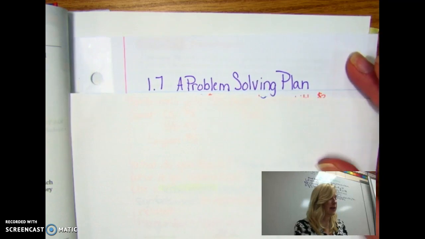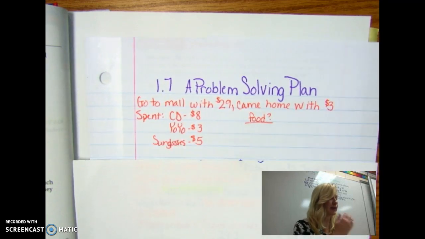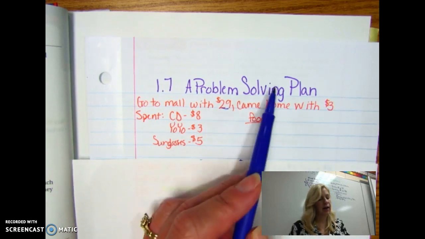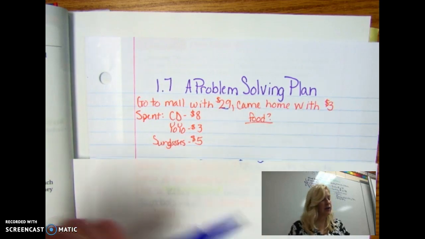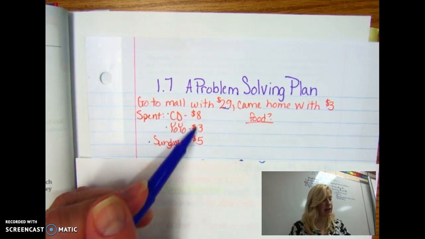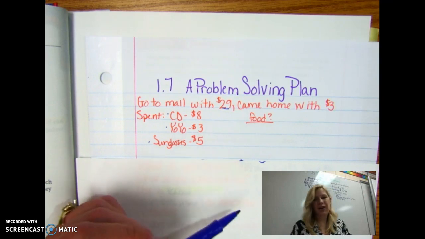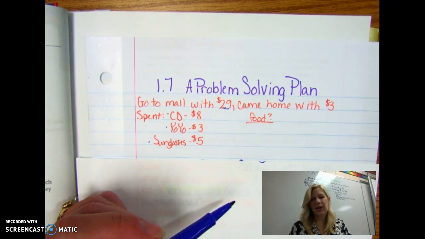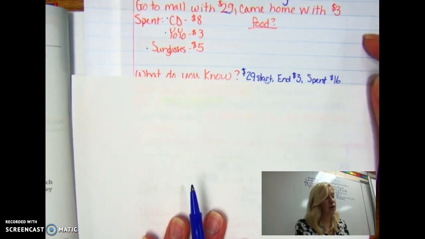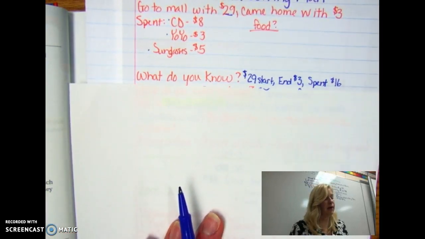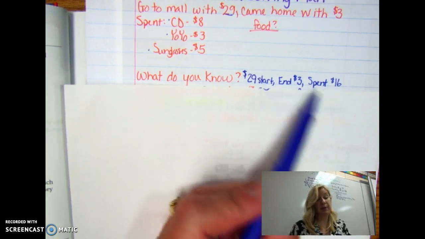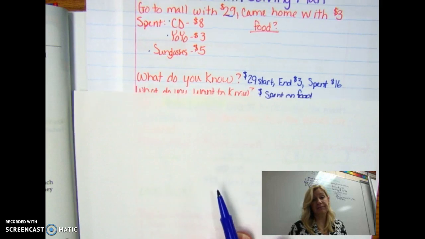So the first problem that I'm going to give to you is, let's say that you go to a mall and you have $29 in your wallet. You came home with $3 and you found your receipt for the CD, the yo-yo, and the sunglasses. So those were $8, $3, and $5. But you can't find your receipt for the food, and your mom is asking. She wants to know how much you spent on food that day. Well, let's start with what we know. We started with $29, we ended with $3, and somewhere in the middle we spent $16.